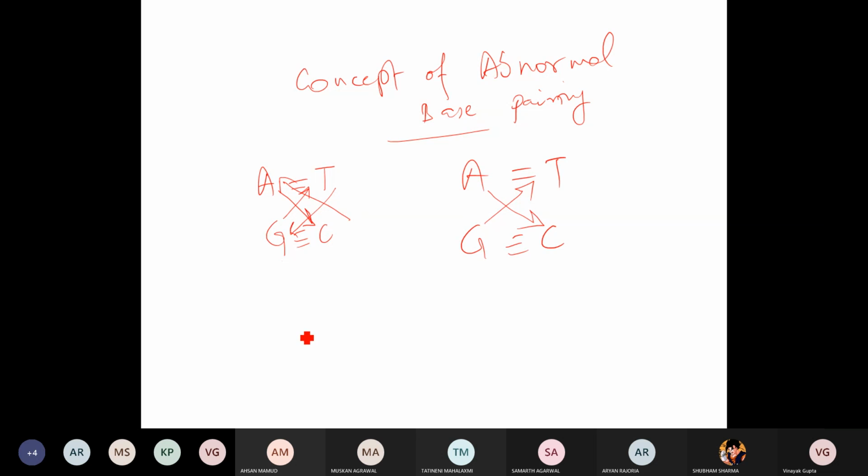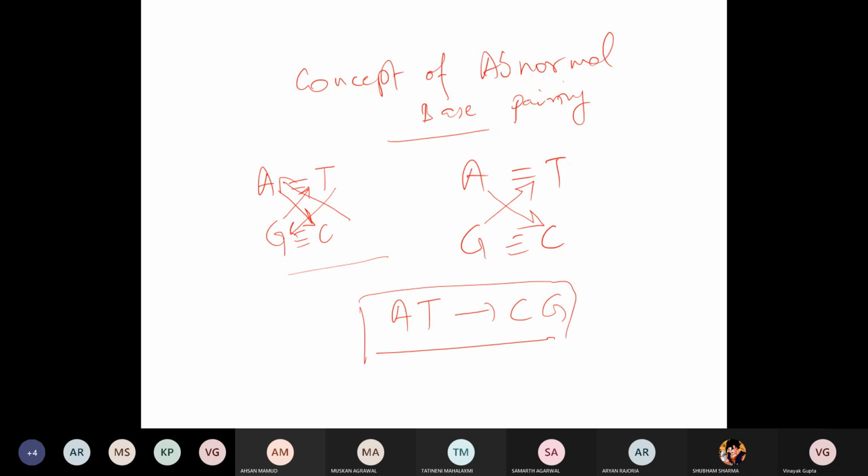Same thing you are going to see today. Whenever you modify a base by chemical modification, this kind of abnormal base pairing is going to happen. And what is the outcome? Ultimately, AT is converted into CG. This is the outcome of this modification.